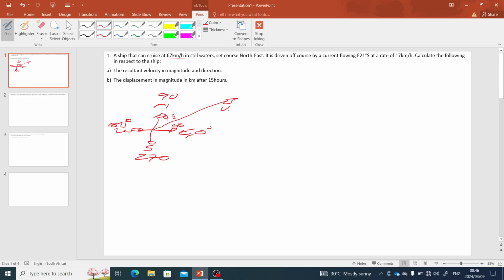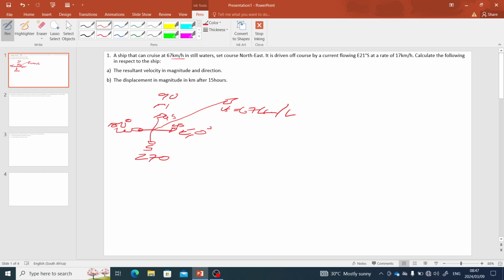The ship is at what speed? At 67 kilometers per hour. It is driven off course by a current flowing east. East is your reference point. South is the angle of deviation, which is 20. Now it is flowing in that direction. East, we are told the current is flowing east. Now east is my reference point.